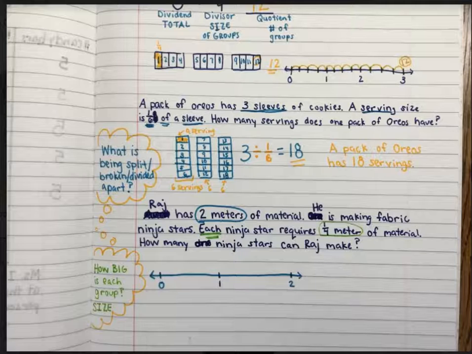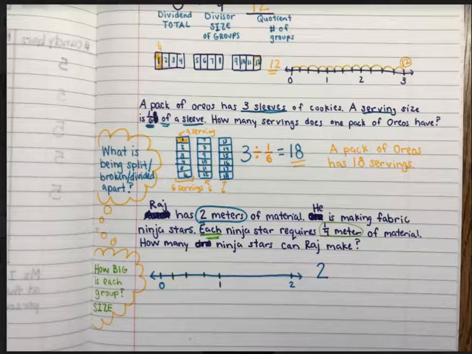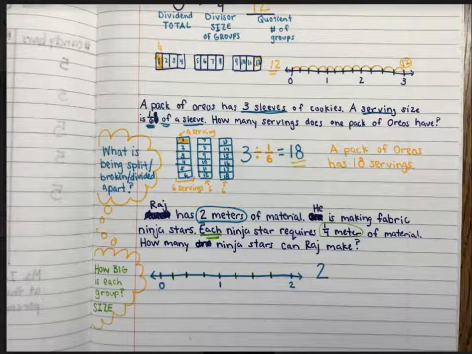So I'm going to use a number line to represent this one. So here we have our 2 meters of material, and each meter is going to be broken apart into fourths. Use your denominator to help you know how to break that apart. So there's my 2 meters. That first meter is broken apart into fourths, and then my second meter is also broken apart into fourths.